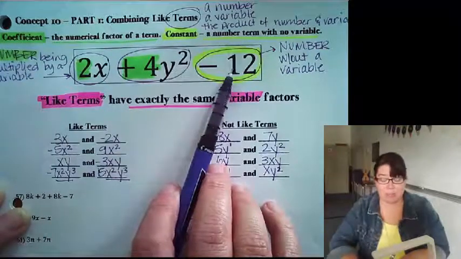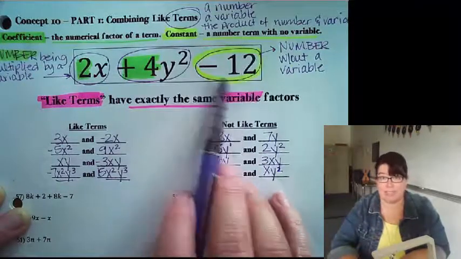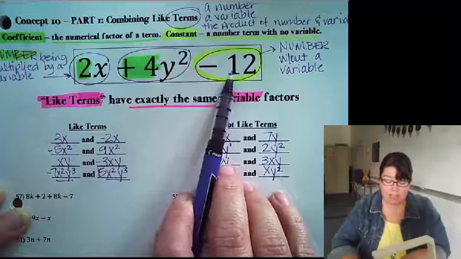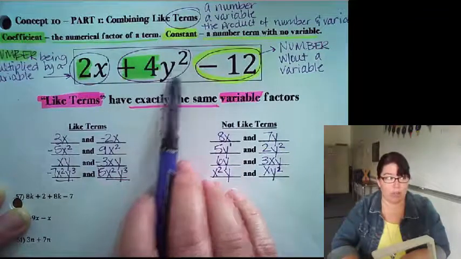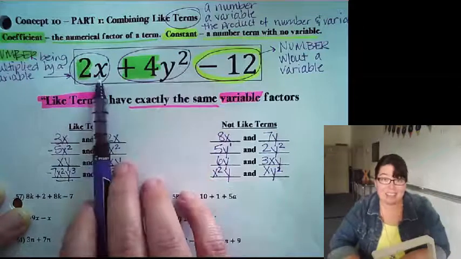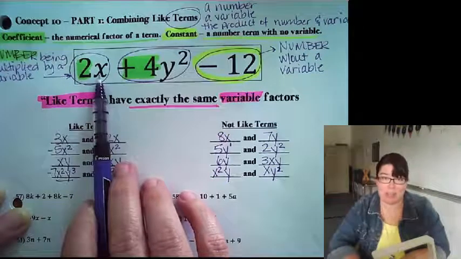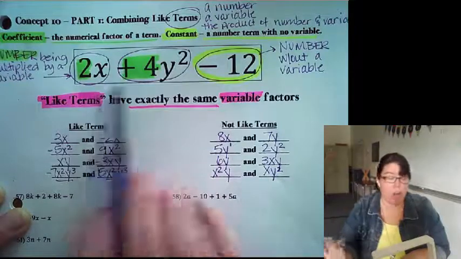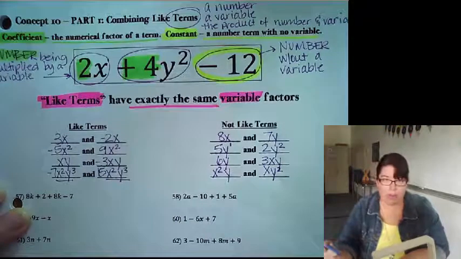with anything else, because this is a constant term, it doesn't have any variables. This is a squared term, it has a y squared, and this is an x term. It doesn't match the variable in any way. So these are not like the others, we're not going to group them together.